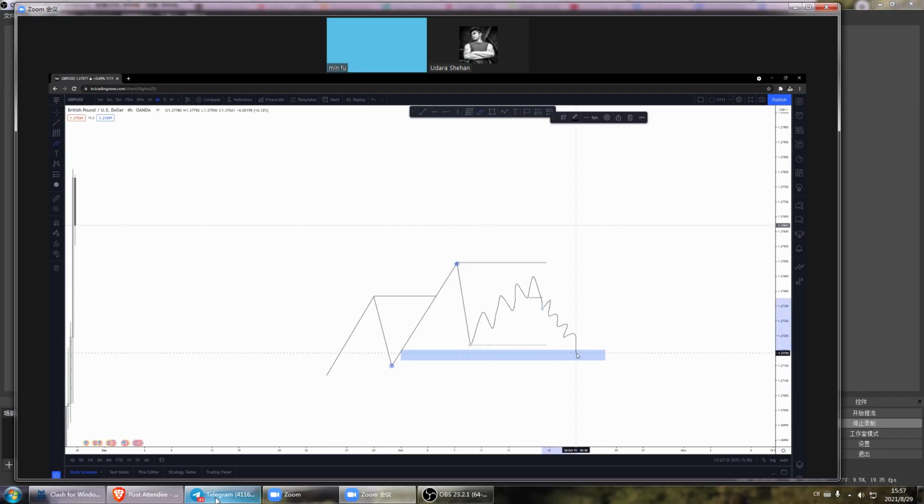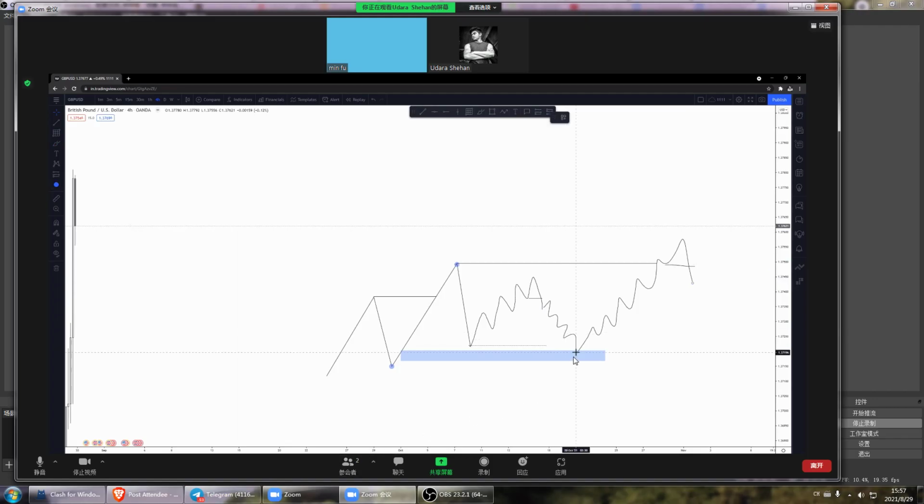Come back down. We'll take out stop losses from this low. And then now price will go back up like this. Okay, I hope it's clear. Now our trading range is from this low right here to this high right here.